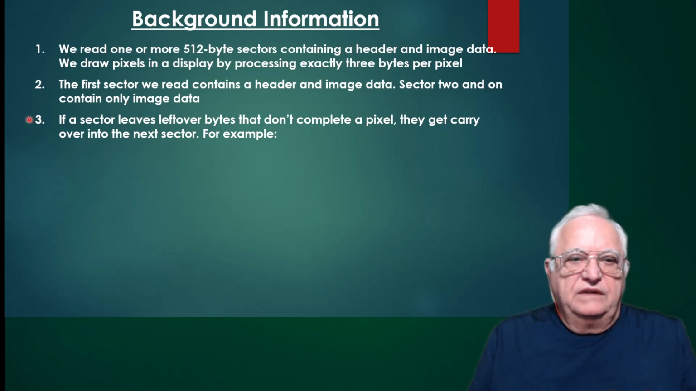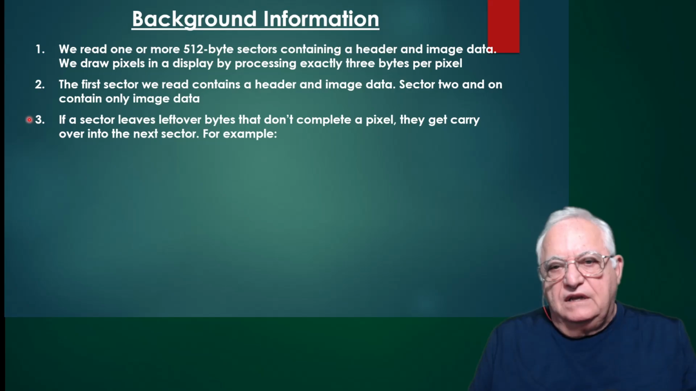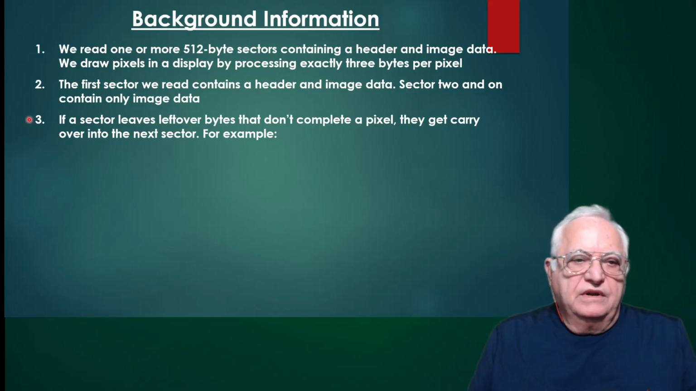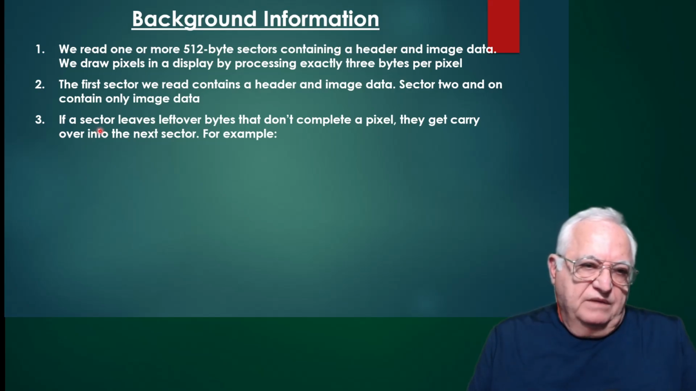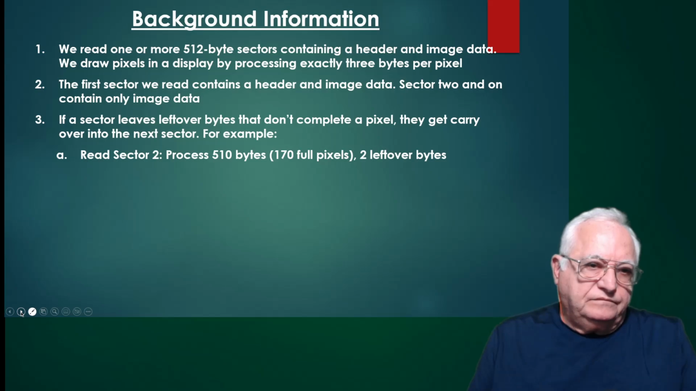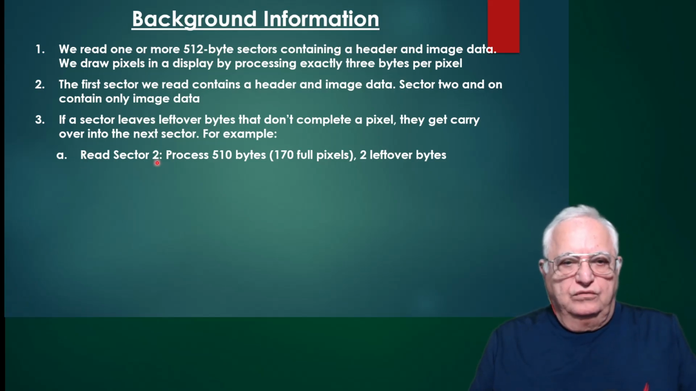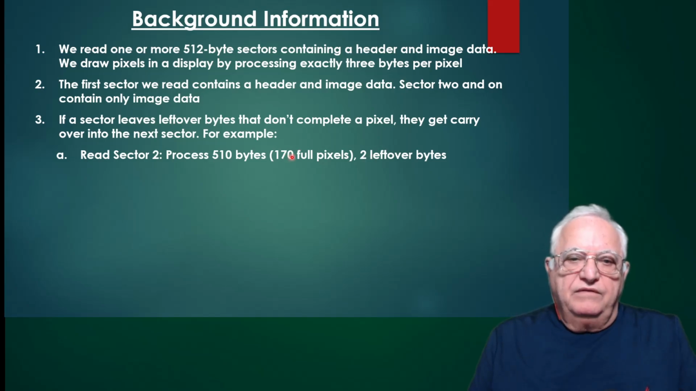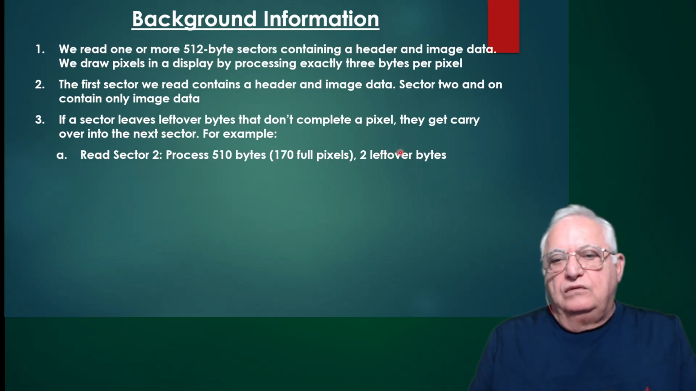If a sector leaves leftover bytes that don't complete a pixel, they get carried over into the next sector. For example, let's see exactly what I mean. Let's assume we read sector 2. Sector 2 has 512 bytes. If we divide those 512 bytes by 3, we get 170 pixels, and we're going to have 2 leftover bytes. Because don't forget, we need 3 bytes to send a pixel to the display. So from this sector, we're going to have 170 pixels and 2 leftovers.